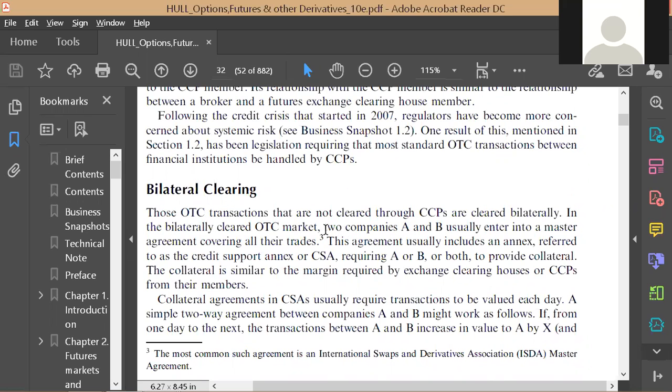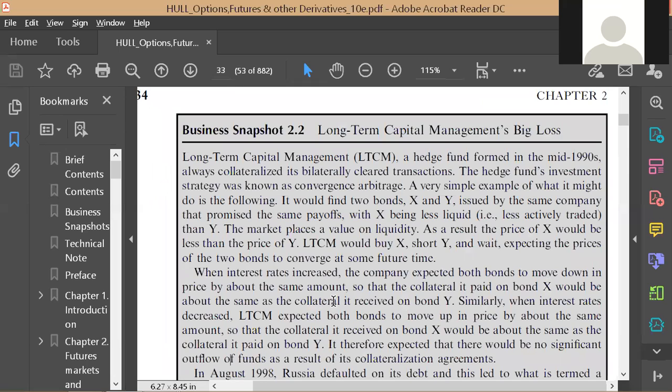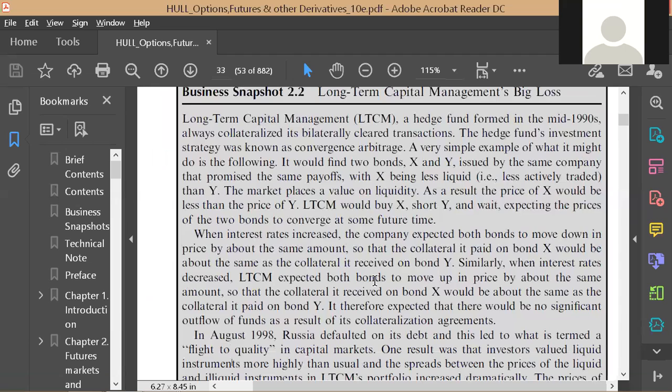So this is the ISDA master agreement that they use to cover the OTC trades. This again tells you that financial transactions in financial markets are basically contracts. So you have the credit support annex, the bilateral. Now you can read about this, the Long-Term Capital Management. You should know these stories.